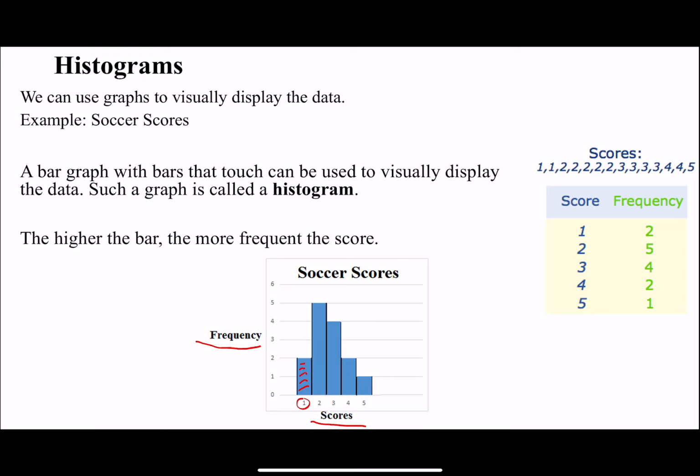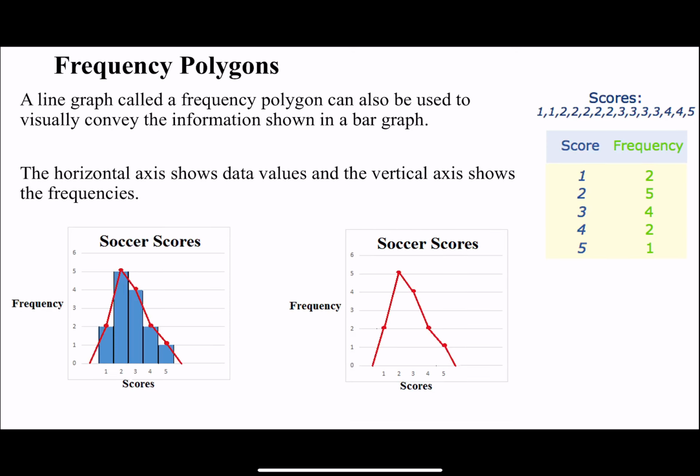And as you see, score 2 has frequency 5, right? So we have a score 2, and the frequency is 5, as you see here. So we show that using a bar, and so we can create a histogram. Here we go. You can also create a polygon.